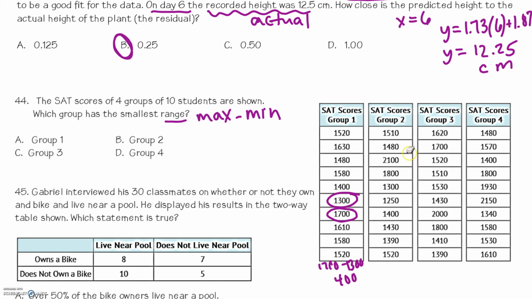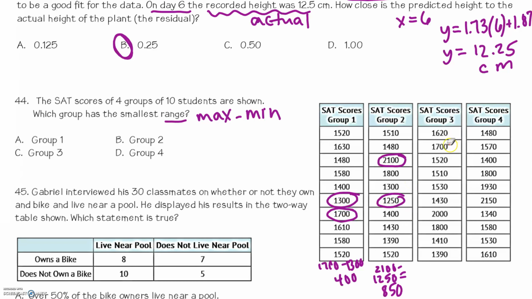I look for the maximum on group 2. I see 2100. And then I look for the minimum. Looks like maybe 1250. Is there anything less than that? Nope. So 2100 minus 1250. Okay, so 2100 minus 1250, you get 850 for the range. I'm looking for the smallest range. Right now, group 2 is out.